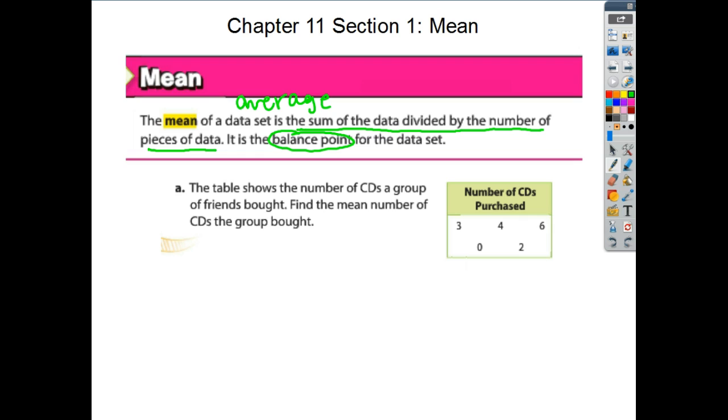Okay, so you guys are going to go ahead and try that with this problem here. The table shows the number of CDs a group of friends bought. Find the mean number of CDs the group bought.